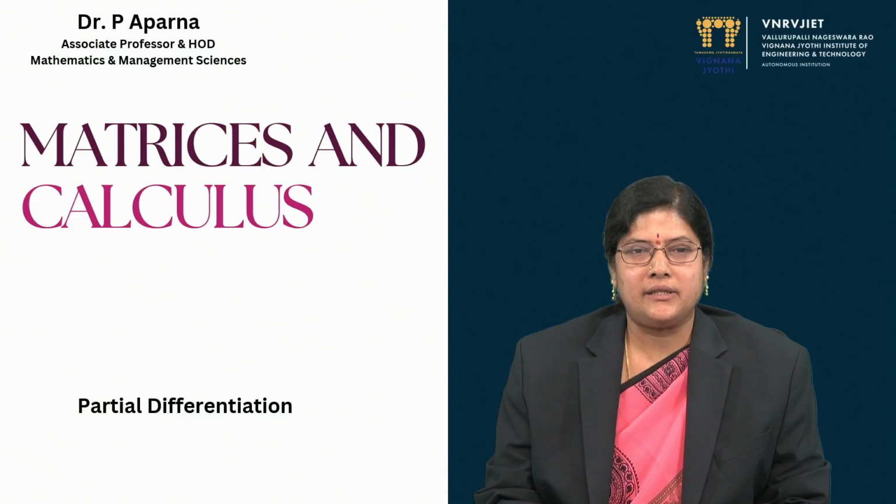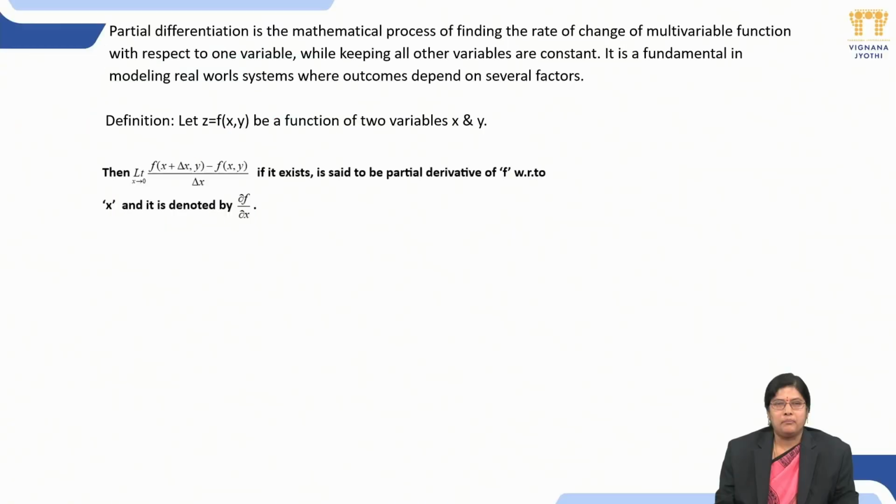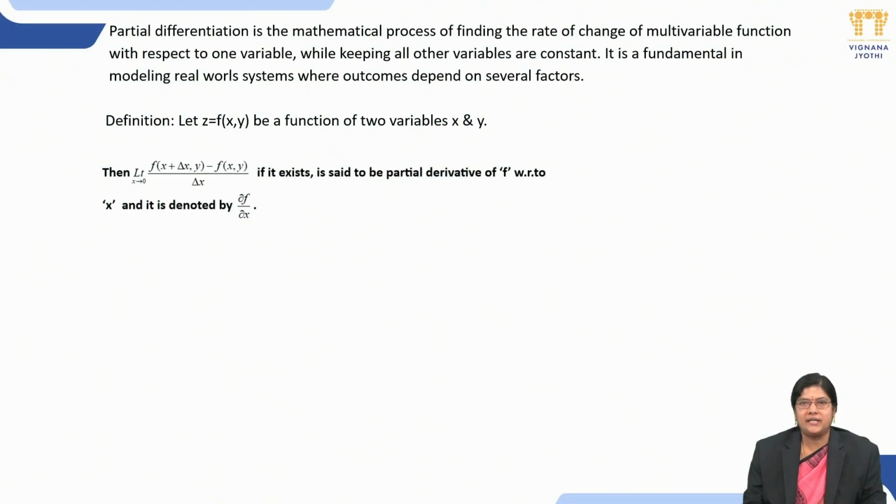Today I am going to explain the applications of partial differentiation and related problems. Partial differentiation is the mathematical process of finding the rate of change of a multivariable function with respect to one variable while keeping all other variables constant. It is fundamental in modeling real-world systems where outcomes depend on several factors. Now, I will explain the definition of partial derivative.